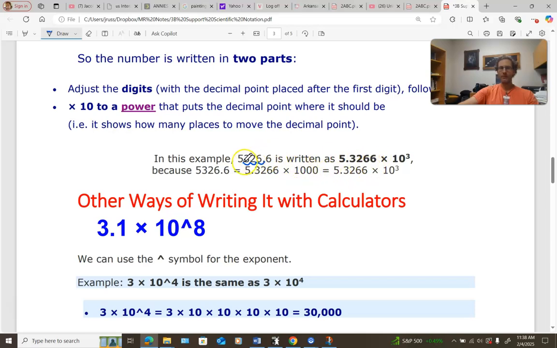And moving it to the left 3 places is really the same as multiplying it by 1,000, which is the same as 10 to the 3rd power. Okay?